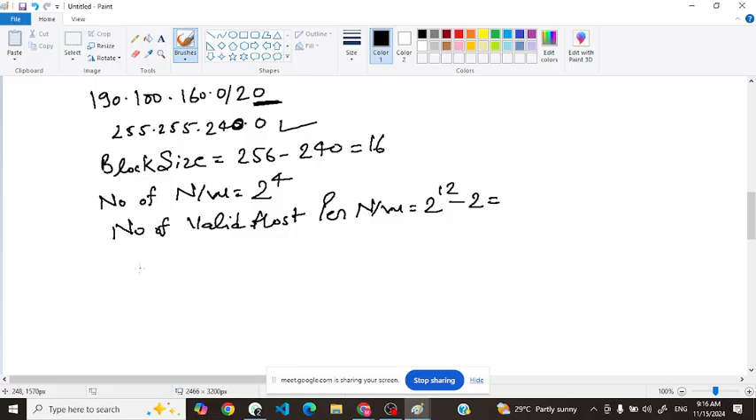So, Abdul, what will be the first IP? 190.100.160.0, and the first usable IP should be 190.100.160.1, and the last IP is 190.100.175.254. Then the broadcast should be the same with 255: 190.100.175.255.